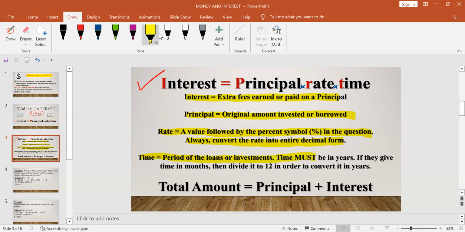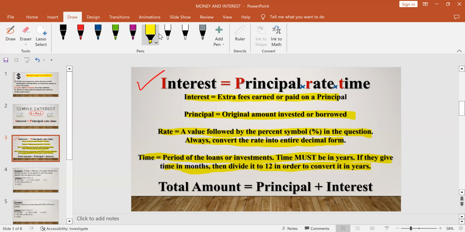Now, time is the period of the loan or investment. Time must be in years. That's very important. If they give time in months, then divide it by 12 in order to convert it to years. So always the time has to be in years. The reason we divide by 12 is that in 1 year, we have 12 months.